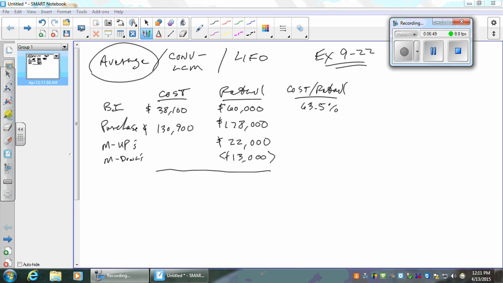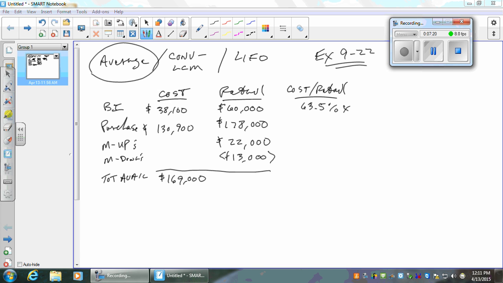Yeah, get our ratio. So we're not going to use this ratio. We're going to use that one combined with everything we bought, right? When we're doing the average. Everybody see it? It's going to be combined in. It's going to be an average, okay? So what do we have for total here? Total available, I guess you could say on this line, huh? 38.1 plus 139 is how much? 169,000. And then we'd add 60 and 178 and 22, and we take away 13, right?